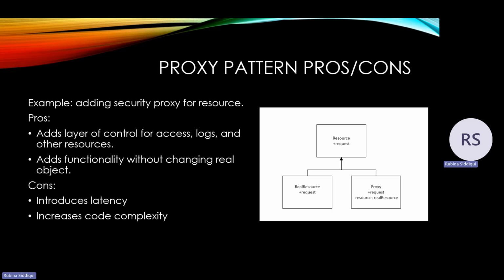And the UML diagram I made for the example was adding a security proxy for a resource. So we got a resource, we got request, we got real request, and then request again, and then proxy request, and then the resource is the real source.